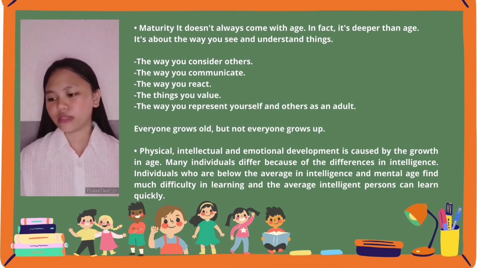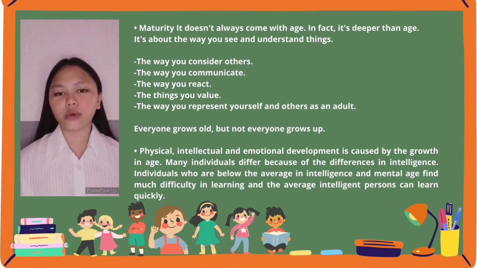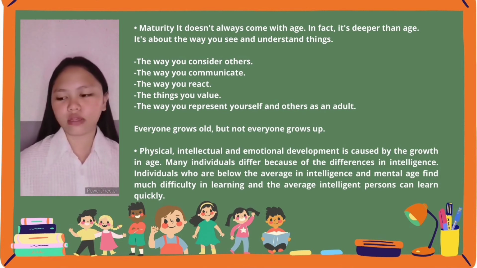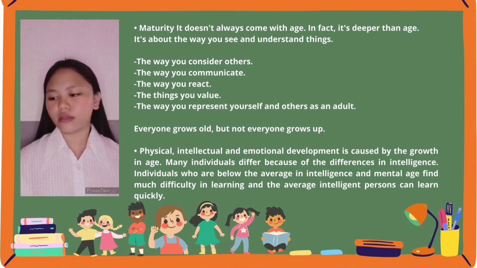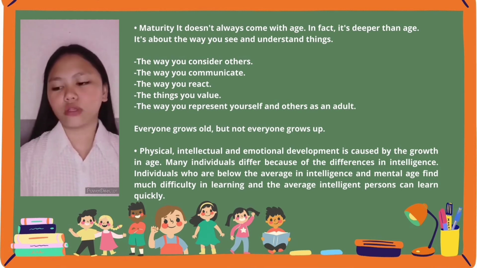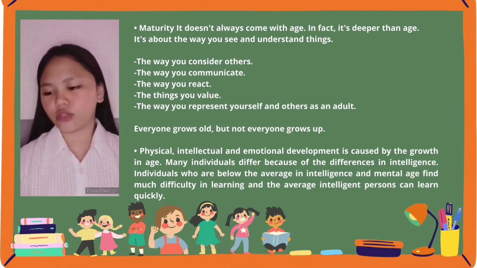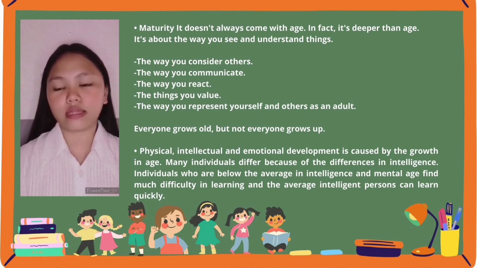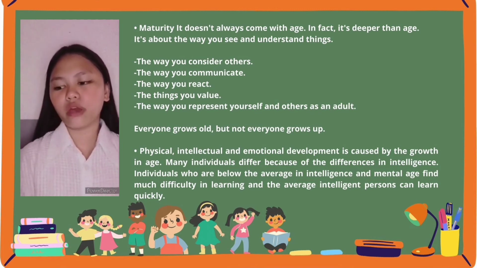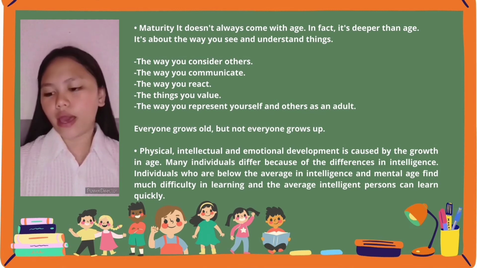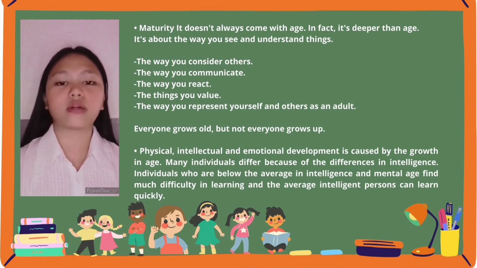It's about the way you see and understand things, the way you consider others, the way you communicate, the way you react, the things you value, the way you represent yourself and others as an adult. Everyone grows old, but not everyone grows up. Physical, intellectual, and emotional development is caused by the growth in age. Many individuals differ because of differences in intelligence. Individuals who are below average intelligence and mental age find much difficulty in learning, and the average intelligent person can learn quickly.